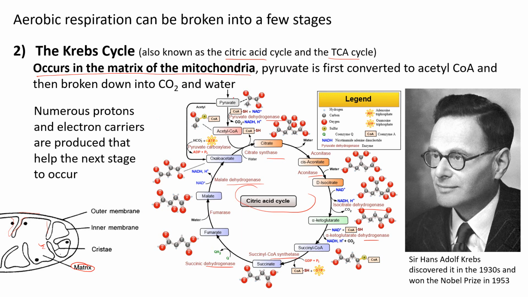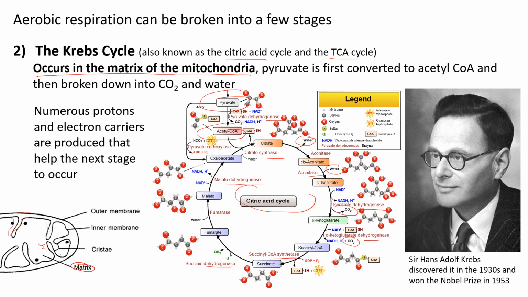The pyruvate, which we got from glycolysis, here it is coming into this whole process, is converted into acetyl-CoA, and then it goes through the cycle, and it gets broken down into water coming out here. And where's the carbon dioxide? Oh, here it is, carbon dioxide coming out, carbon dioxide coming out. So it gets turned into water and carbon dioxide.